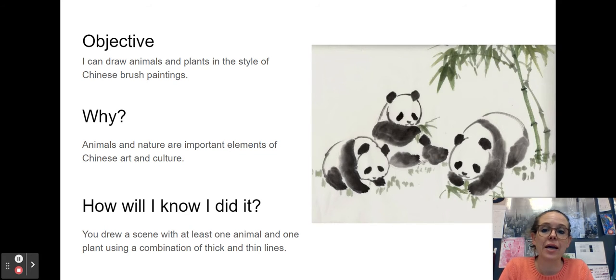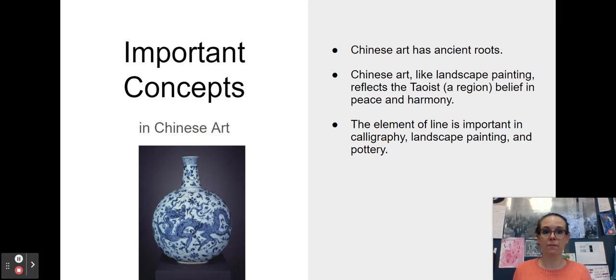Our objective is: I can draw animals and plants in the style of Chinese brush painting, because animals and nature are important elements of Chinese art and culture. We'll know we did it when you drew a scene with at least one animal and one plant using a combination of thick and thin lines.